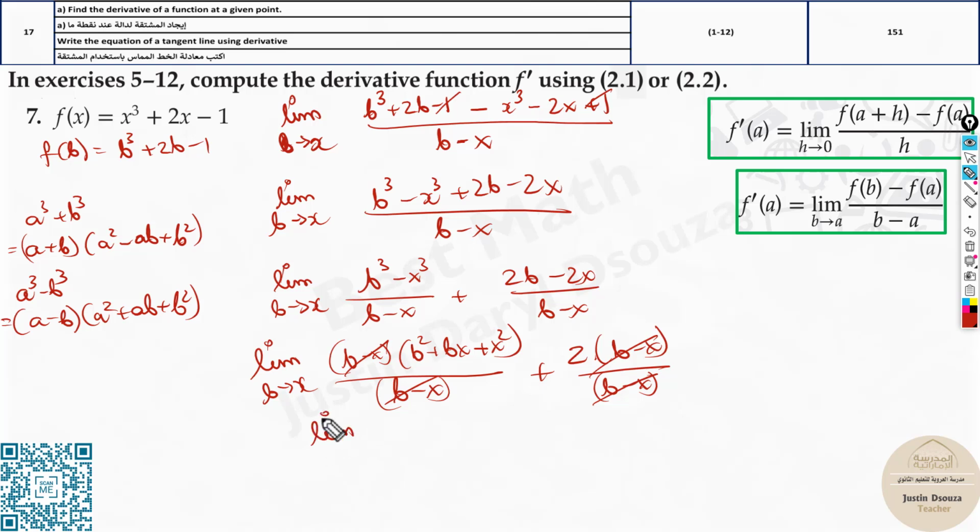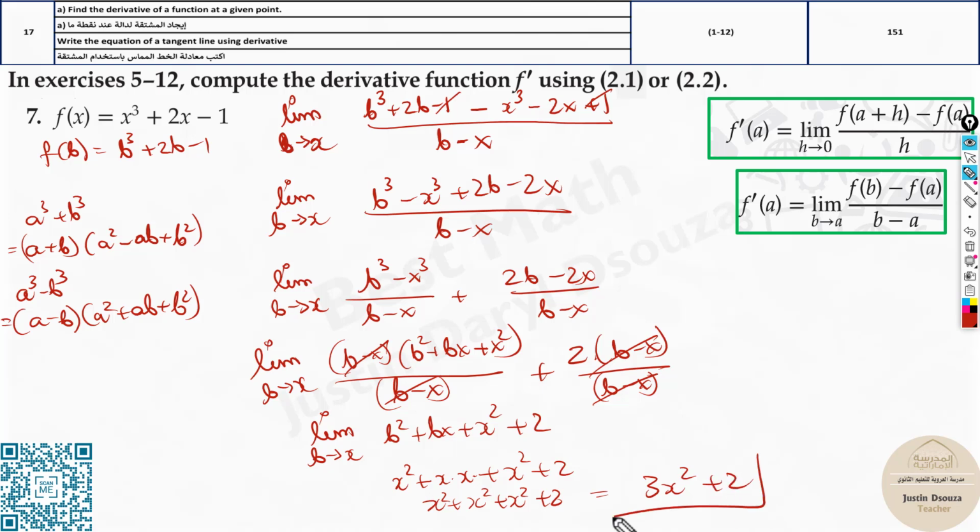So now you're remaining with limit b tends to x of b squared plus bx plus x squared plus 2. And what we do is we substitute this x here, right? It's going to be x squared plus x times x plus x squared plus 2. Now this is basically x squared plus x squared plus x squared plus 2. How many times x squared? It's 3x squared plus 2. That is the answer. Now let's just check this as well. 3 comes down, yes, it's 3x squared plus 2. Yeah, that's the answer itself.